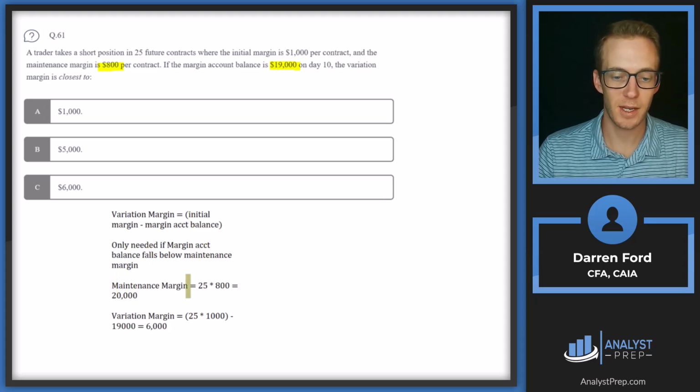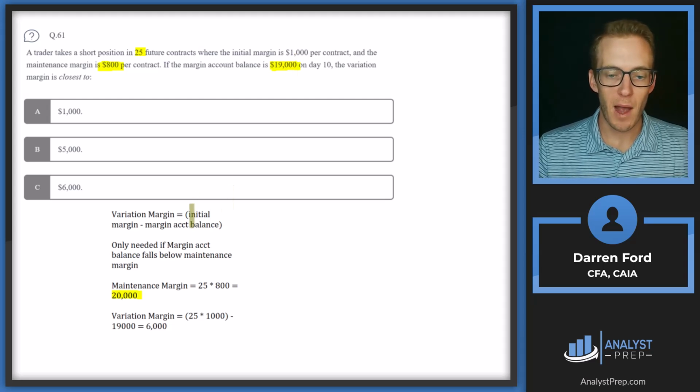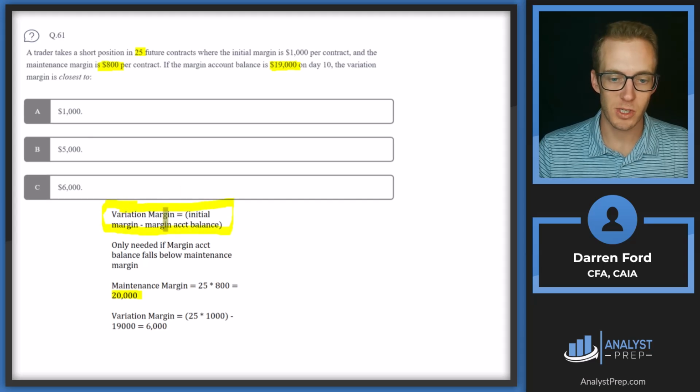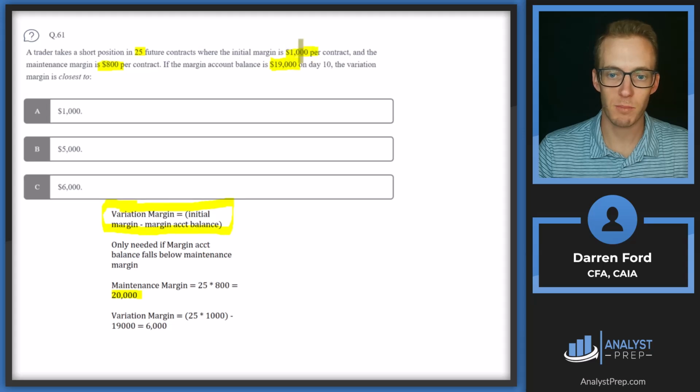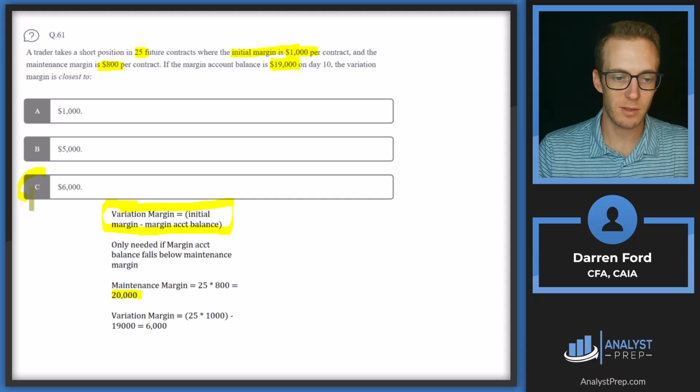So our maintenance margin is 25 times 800, which is 20,000. We can see at 19,000, we do breach that, and so we would need to put up that additional margin. That amount is calculated by the first formula: initial margin minus the margin account balance. Margin account balance is given at 19,000. Initial margin is 1,000 per contract multiplied by 25, so 25,000 minus 19,000 gives us 6,000 as our variation margin.